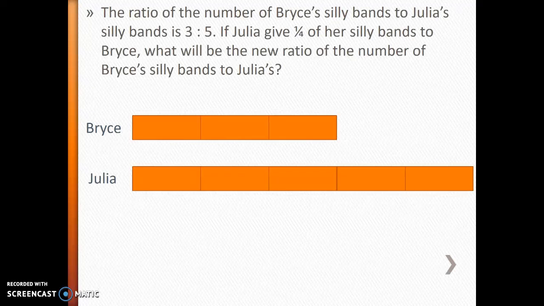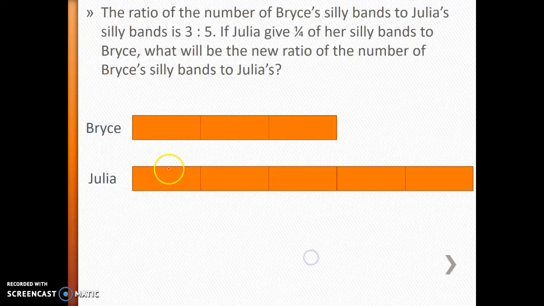Now, in our after situation, Julia is going to give 1/4 of her silly bands away to Bryce. So the thing that's changing is both Julia's number of silly bands and Bryce's, right? Because Julia's going to give some to him. And the question that we're trying to answer is what will be the new ratio of the number of Bryce's silly bands to Julia's? Okay, so Julia wants to give 1/4 of her silly bands away, which is great. Here's the problem though, she's got 5 units. I can't really just take 1 unit off, give it to Bryce, and call it a day, can I? I need to take 1/4 of her silly bands away.